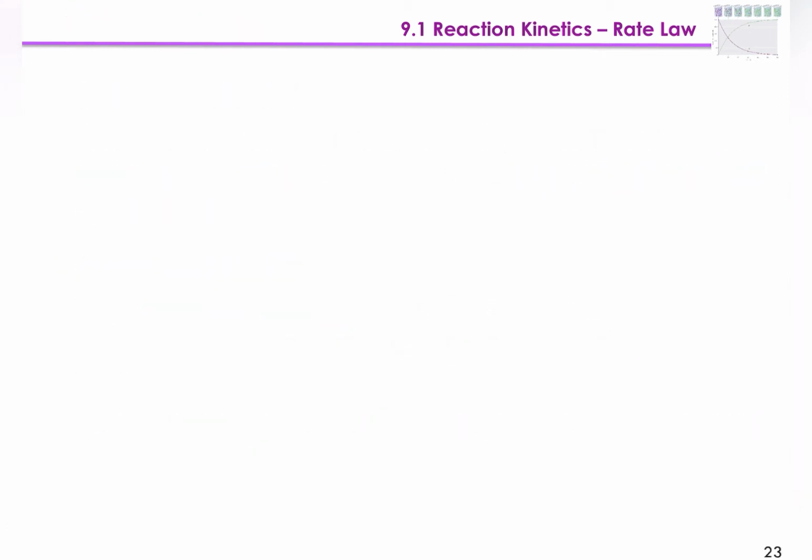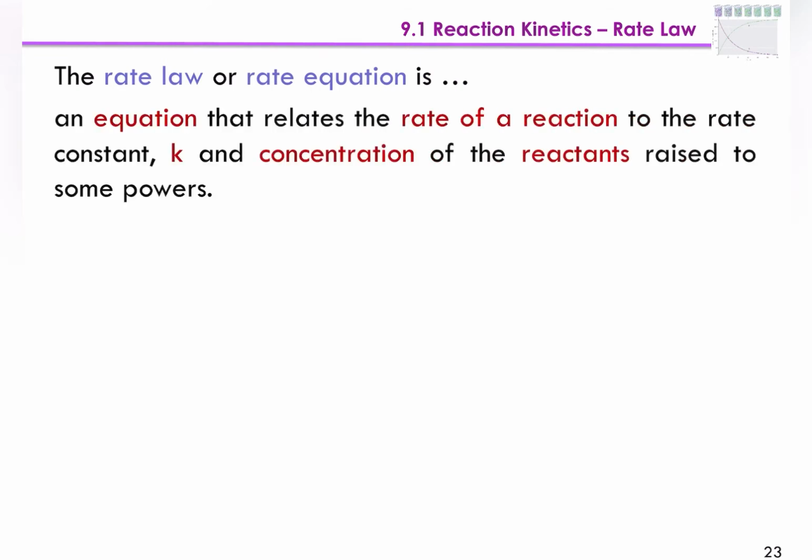So rate law, or another name for it, rate equation, is an equation that relates the rate of reaction to the rate constant K and concentration of reactants raised to some powers. So those some powers we are going to determine and set them as unknown. So that's why we are going to express them as unknown X and Y. For example, I got this equation as general.